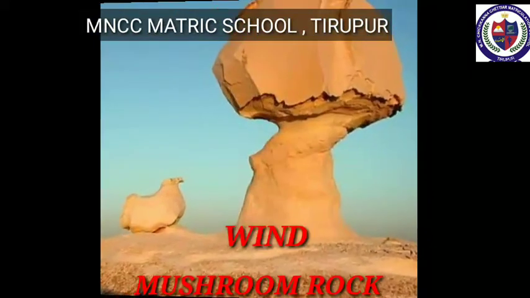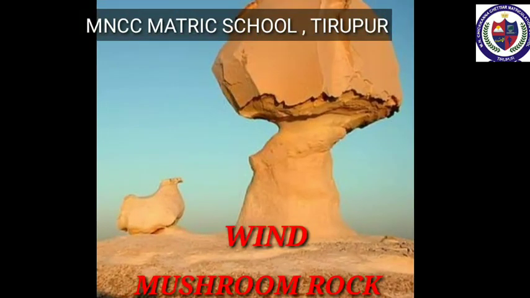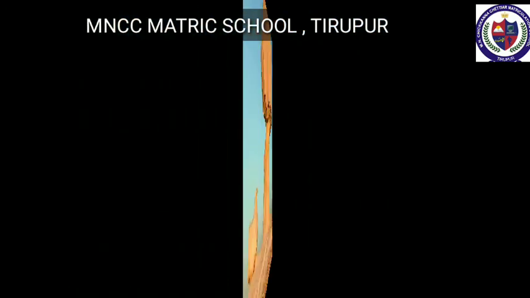Next, erosional landforms of wind. Some of the erosional landforms of wind are mushroom rocks, inselbergs and yardangs. Mushroom rock. Rocks are made up of hard and soft layers. When a rock's bottom is soft, the sand-laden winds blow against it and wear it down. This is called a mushroom or pedestal rock. Such rocks are found near Jodhpur in Rajasthan.